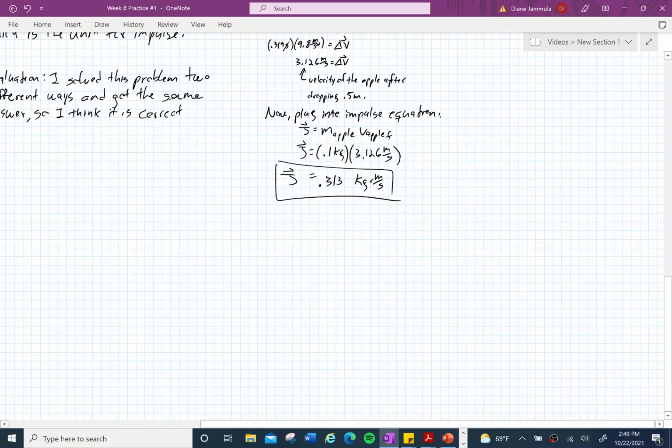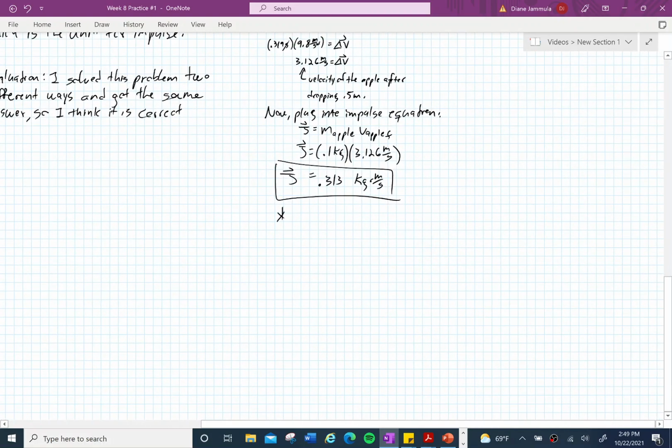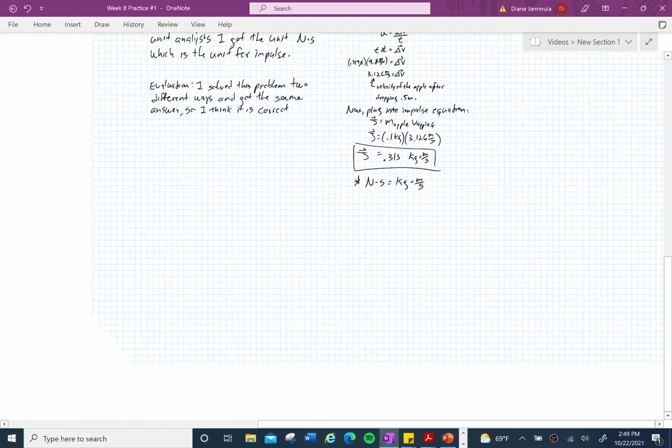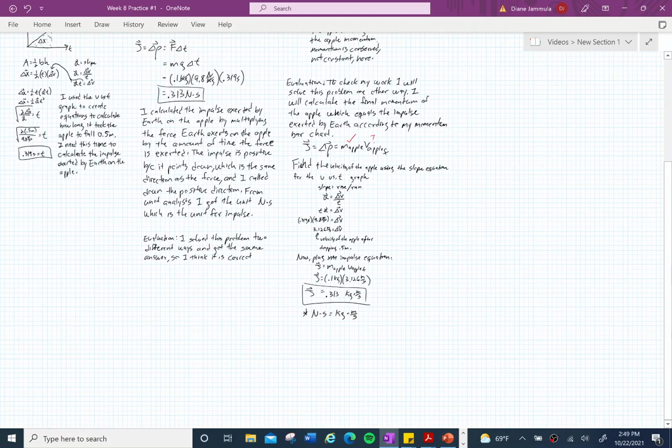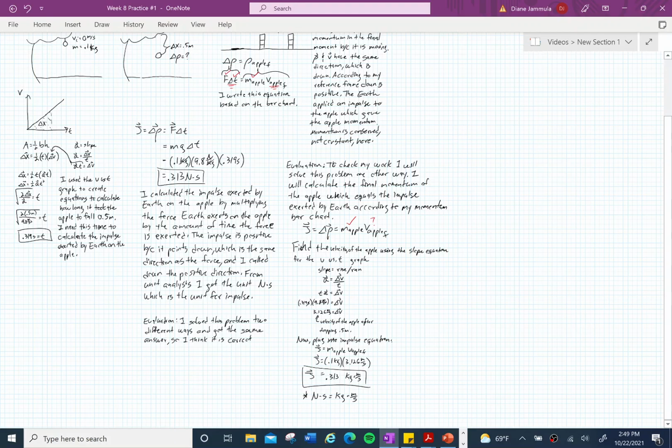Another thing that I would note about units, a Newton times a second is a kilogram times meter per second. So yeah, it is the same answer. Okay. There's my problem.